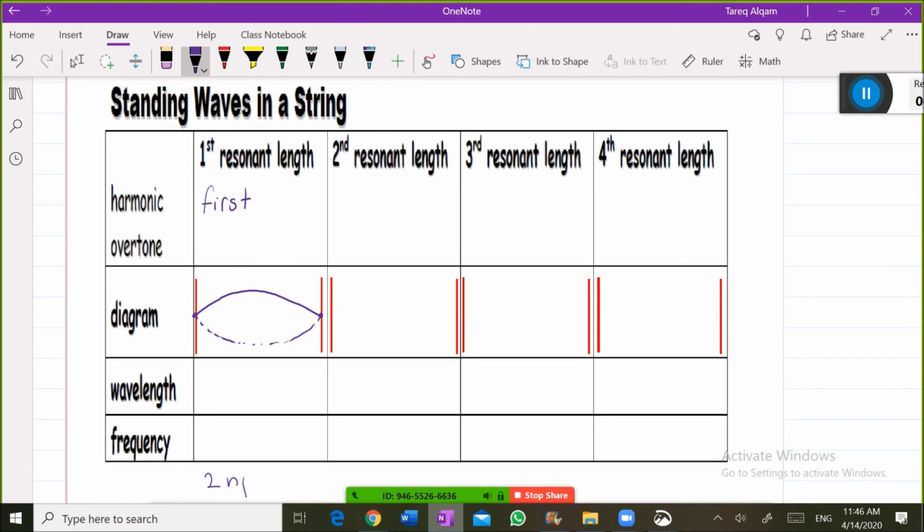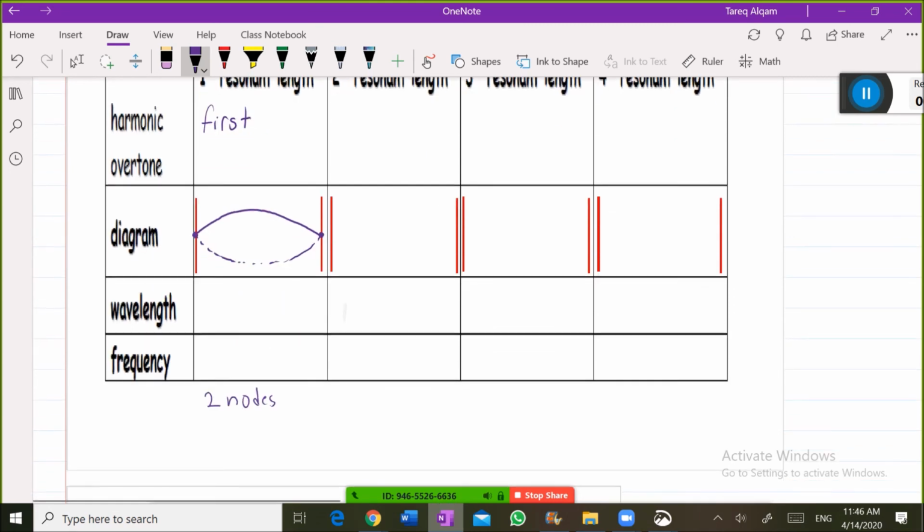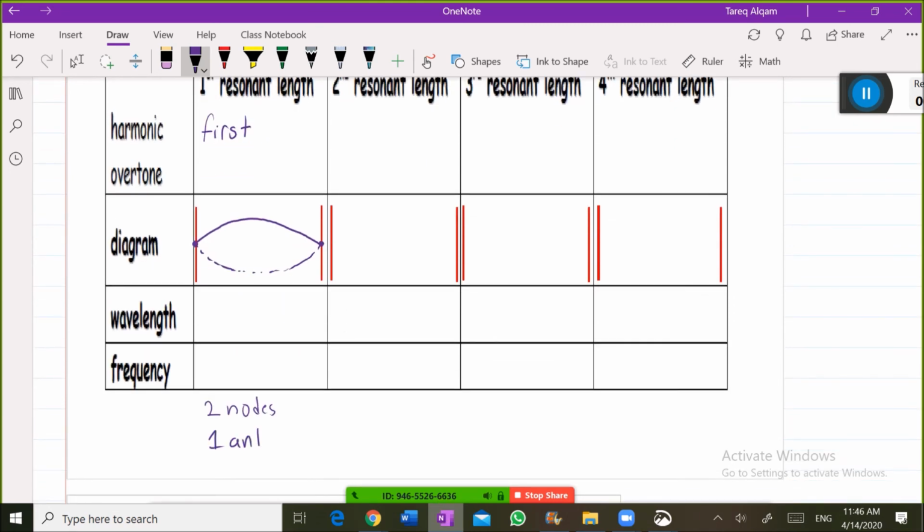Here, how many nodes? 2 nodes, right? And one antinode. Second harmonic: 1, the midpoint, 2, 3. In the second harmonic, guys, we have 3 nodes, right? And the wave is observed in this way. Look how I will draw these things, guys, because you will be asked to draw standing waves. Here we have 3 nodes, 2 antinodes.